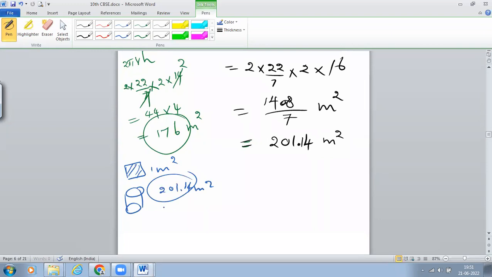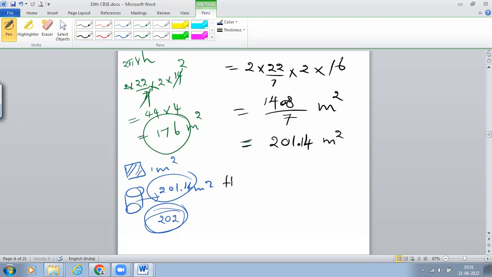Therefore, the required number of metal sheets is 202, because it is more than 201, right? The area of the cylinder is 201.14. That is why I'm telling you we need 202 metal sheets. So finally, you have tried a step.